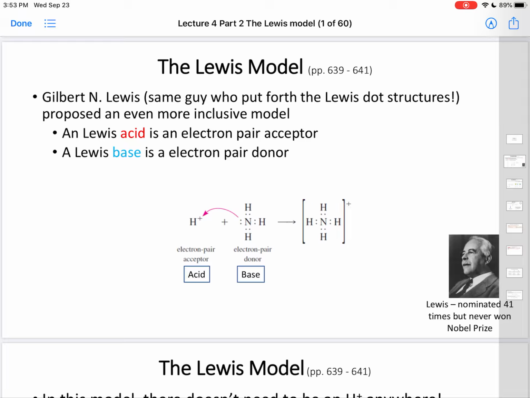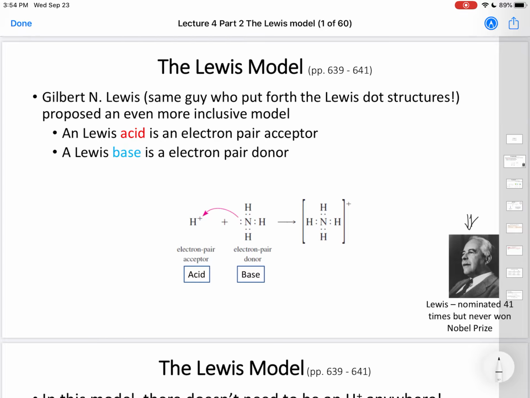So the Lewis model is named after Gilbert N. Lewis. This is the same guy who put forth the idea of Lewis dot structures. This is actually a picture of Gilbert Lewis. He was nominated for the Nobel Prize in Chemistry 41 times, but never won it. There were some political things going on, and he probably deserved the Nobel Prize, but never ended up winning it.